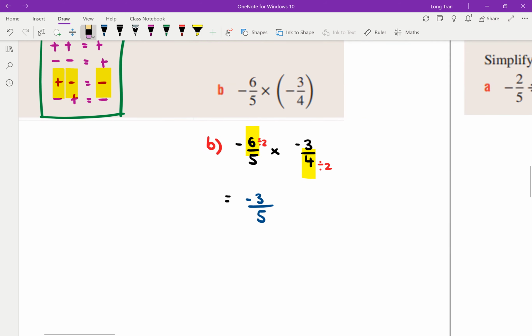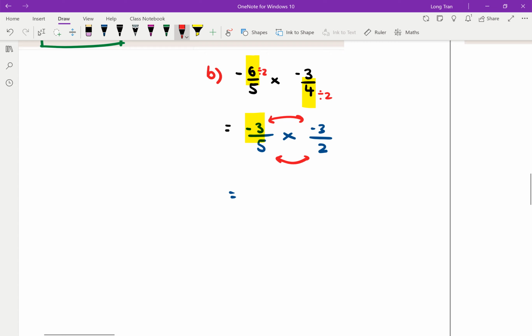So here I like to combine it. -6 divided by 2 is -3. And then over here, I still have times. It's still -3, and then 4 divided by 2, which is 2. So 2 goes into 4 2 times, and 2 goes into -6, -3 times. In my next line, I can now do multiplication of the numerators and denominators: top number with top number, bottom number with bottom number. And remember, I want you to write the intermediate step. So it's -3 times -3 all over 5 times 2.